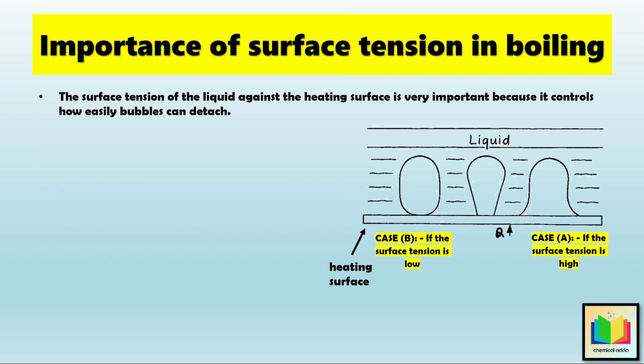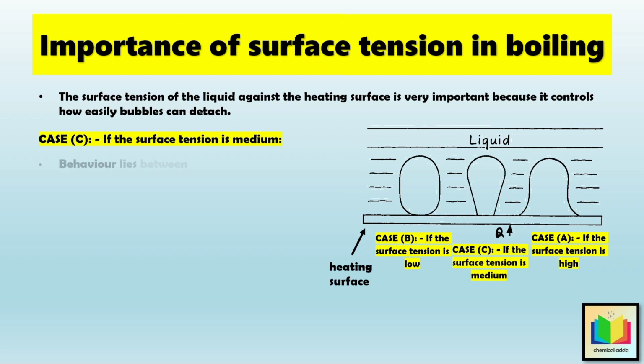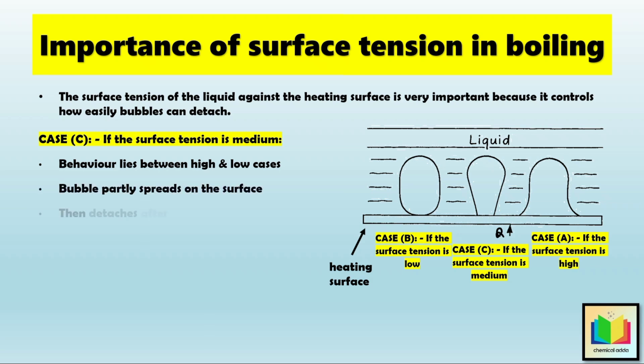The last case is if the liquid has intermediate surface tension. When the surface tension is medium, the behavior lies between these two extremes. And therefore, the bubble partly spreads on the surface before finally detaching. So, the efficiency of heat transfer is also moderate. In short, high surface tension reduces heat transfer, low surface tension improves it, and intermediate surface tension gives average performance.